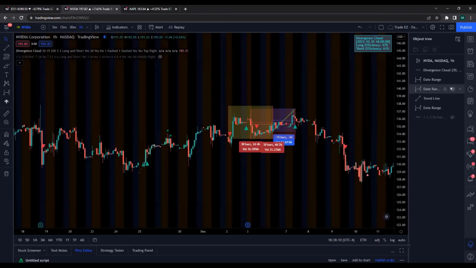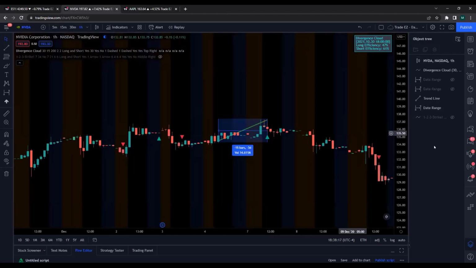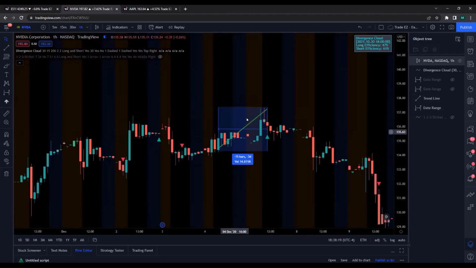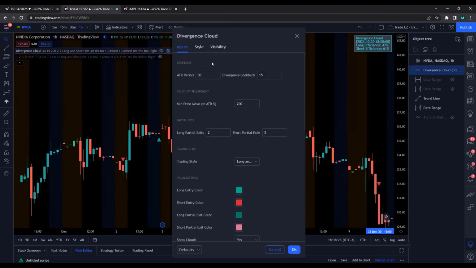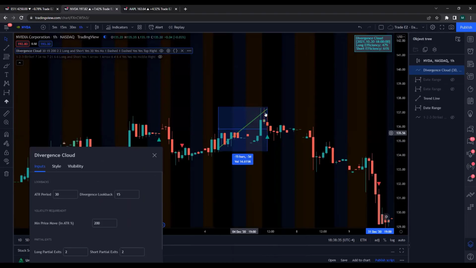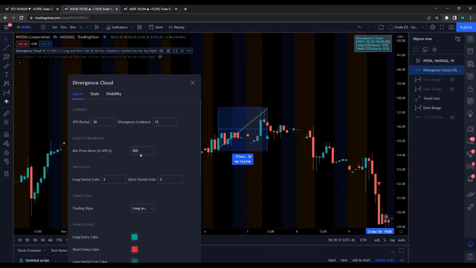Hey, I don't want all these signals. How do I get rid of them? Well, there's actually a parameter for that. So this increase that Divergence Cloud spotted right here is not just any price increase. It actually needs to exceed the value that you set here, the minimum price move in ATR percent. In this case, this price increase was more than 200% of the average size of bars in this look back.